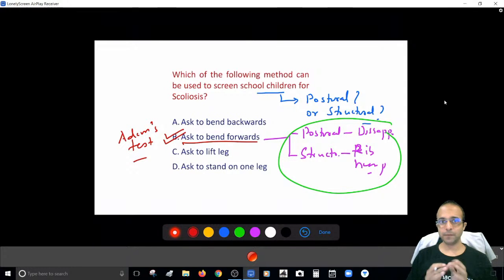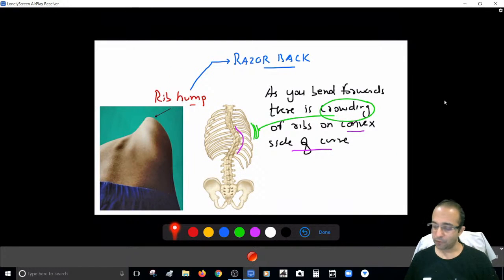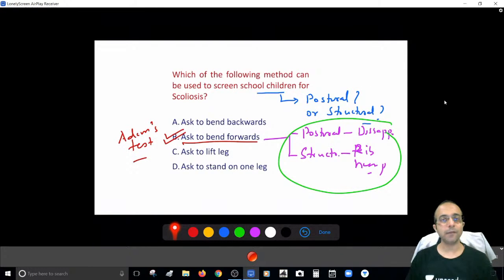So I think perhaps it's making sense to you, the relevance of Adam's test, or why screen school children, because even postural issues can lead to scoliosis. But in that case, you ask the child to bend forwards, the curve would be gone. If you ask the child to bend forwards and a rib hump becomes prominent at the back, that means you're dealing with structural scoliosis, because the child will bend forward, there will be crowding of ribs on the convex side, and you will find this rib hump. Clear enough? So clear with the logic behind Adam's test, guys. Any queries from the area that I've covered till now?